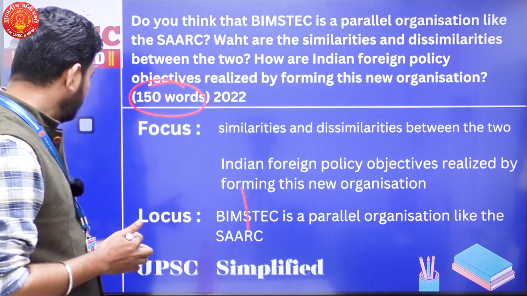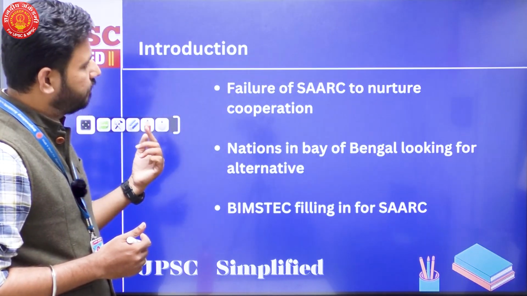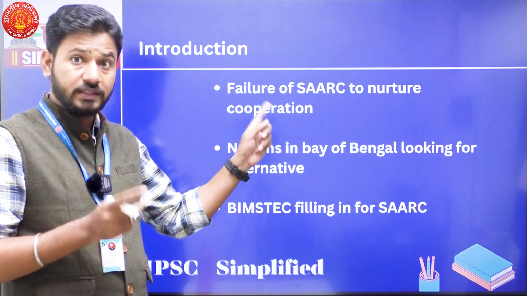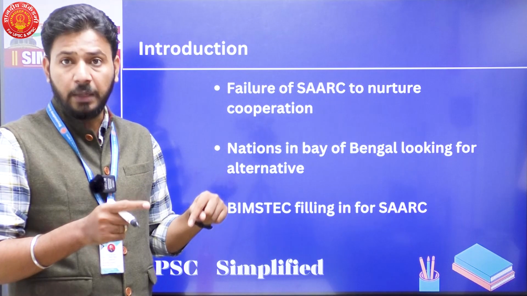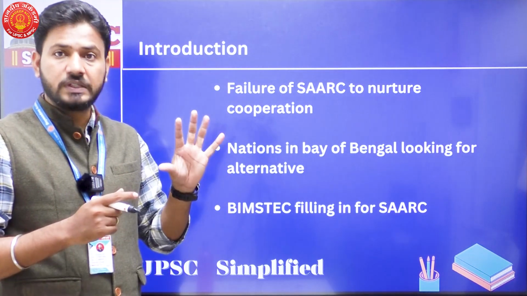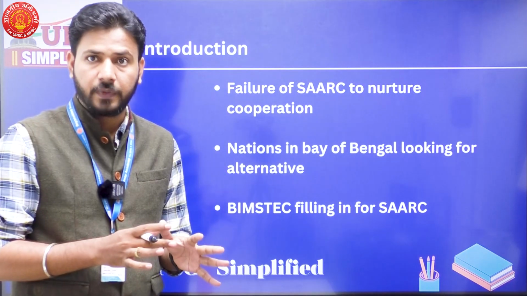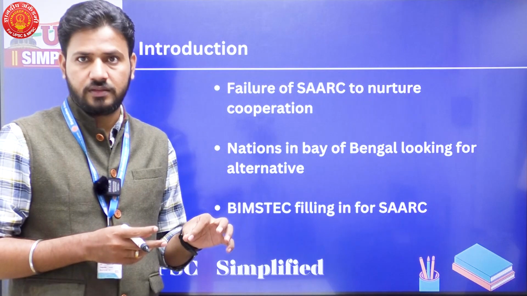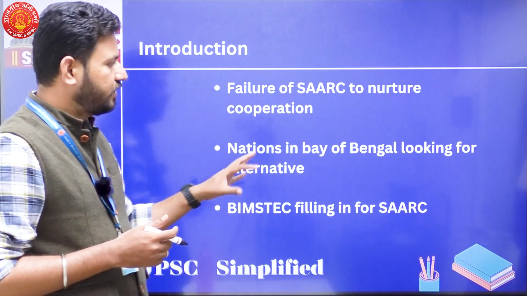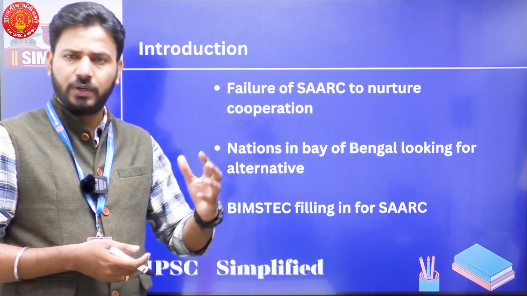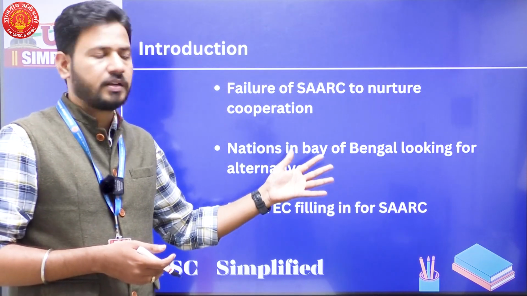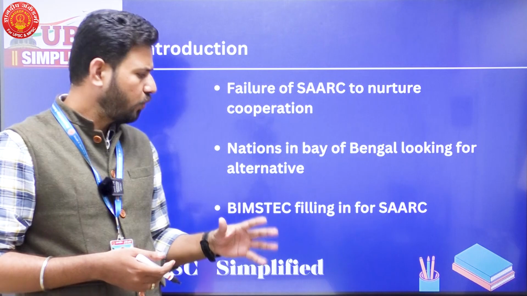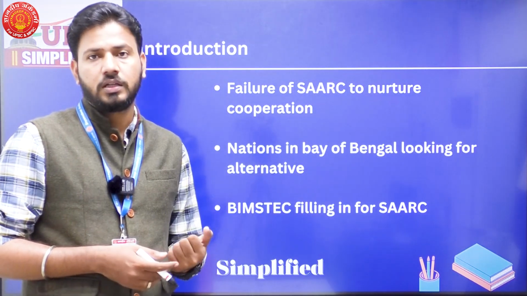Now, the first part that we'll be seeing here is the introduction of the question. How should you introduce this question? Because they've asked whether BIMSTEC is a parallel organization and how it is helping India in realizing its foreign policy objectives, we need to first emphasize that SAARC, due to some reasons, is failing. So the first point I would suggest is the failure of SAARC to nurture cooperation. The very reason why it came into existence, it is failing at that objective. Nations in the Bay of Bengal are looking for a new alternative. There are various reasons for this, but we're not going into the reasons right now. And BIMSTEC is fulfilling these needs of the nations, and so it is filling in for SAARC. This is how you can start the answer.